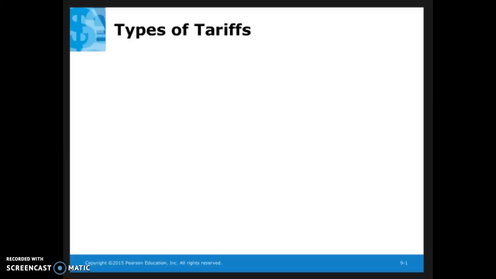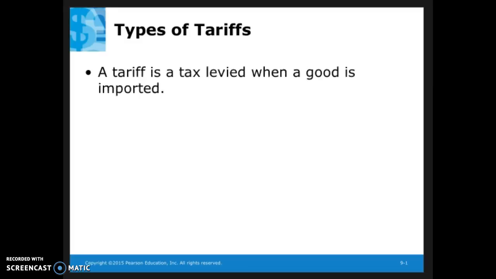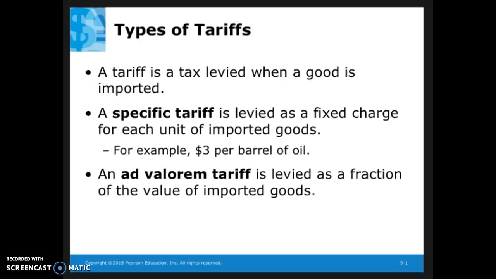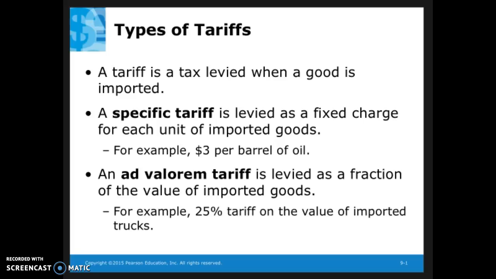Okay, class, today we're going to be talking about tariffs and supply and demand. So first off, a tariff is a tax. A specific tariff is levied as a fixed charge for each unit of imported goods. An ad valorem tariff is levied as a fraction of the value of the imported goods.